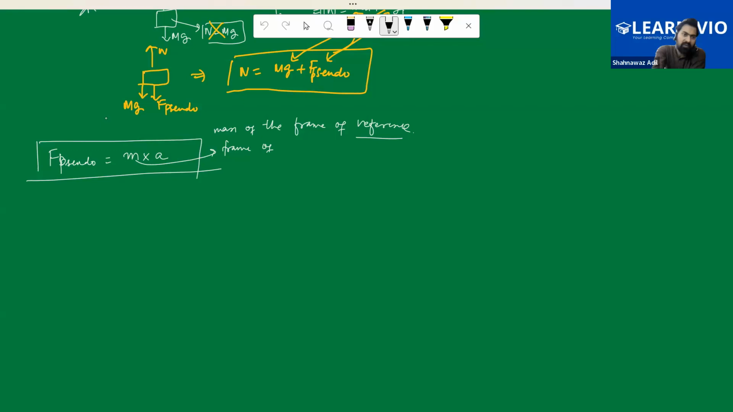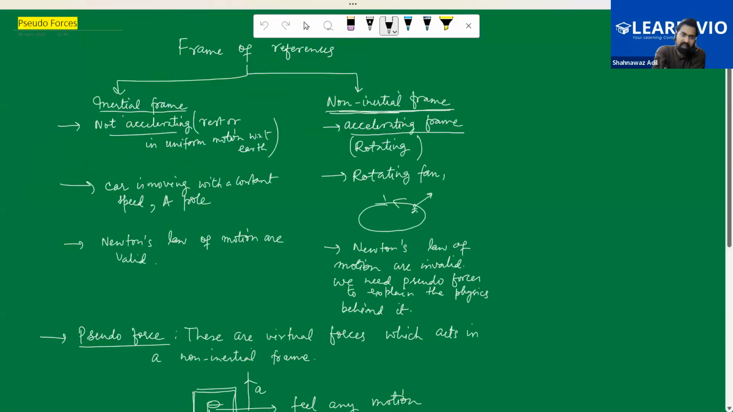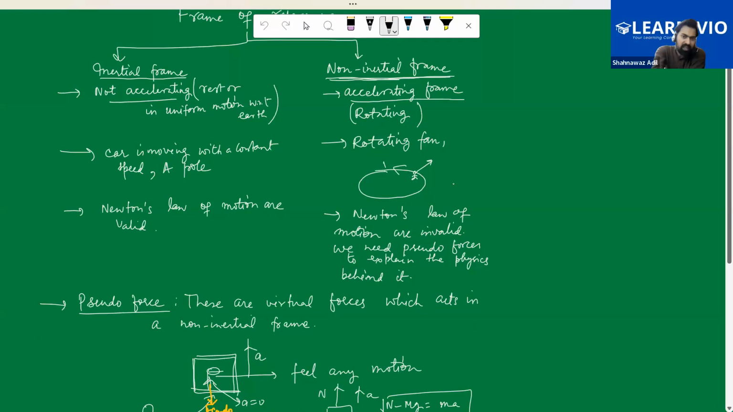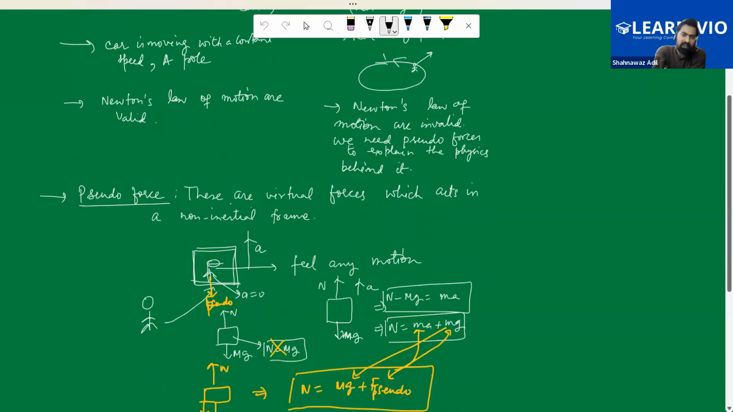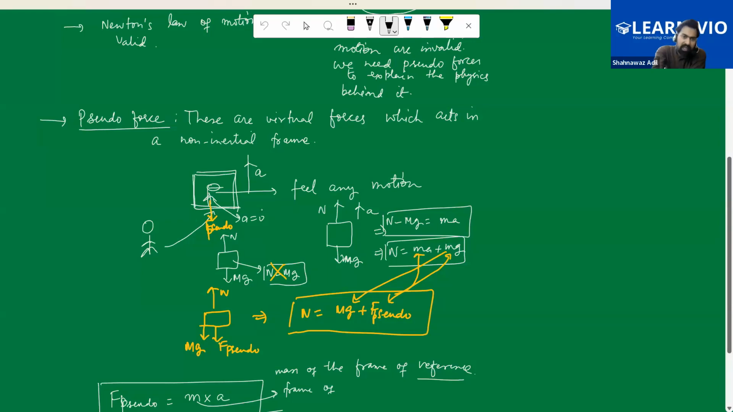So how can we apply this pseudo force? Let's say we have these two kinds of frames, right? Inertial frame, they are not accelerating, and non-inertial frame, they are accelerating. So in this one, all Newton's laws are valid, but in this one, Newton's laws are not valid, and we need pseudo force, right? So how do we apply this pseudo force? Let's say we have this lift, and this is accelerating upwards. Or let's say that you are in a lift, and the lift is going downwards with acceleration. So you will feel that you are light. That phenomenon is called weightlessness, and that is due to these pseudo forces, right? So whenever the frame is accelerating, then we apply the pseudo force.